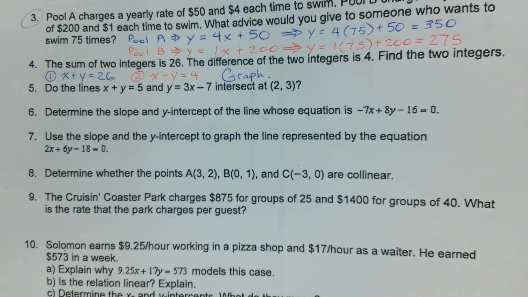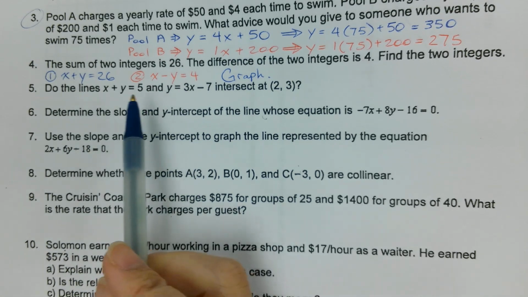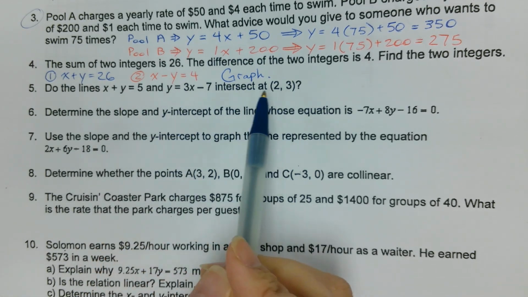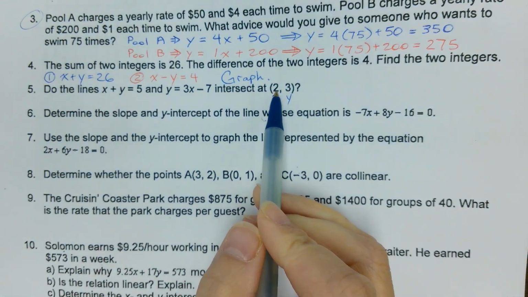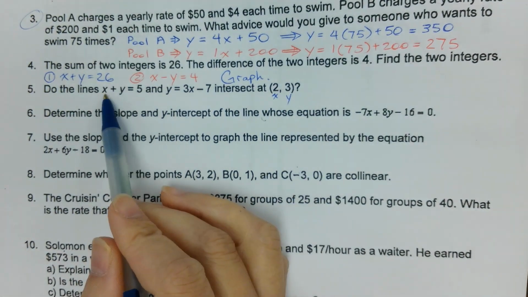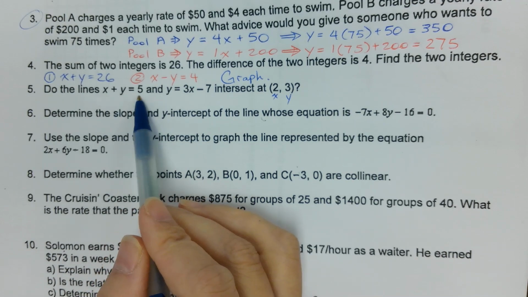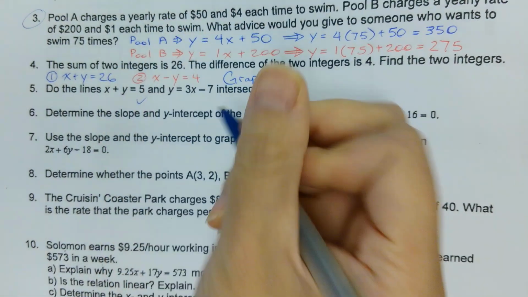So then when you graph it, you'll find the intersection point, and then that would be your two integers. Do these two lines intersect at this? So this is your x, this is your y. So what you want to do, substitute it in the equation. 2 plus 3 gives you 5. So yes with this one.